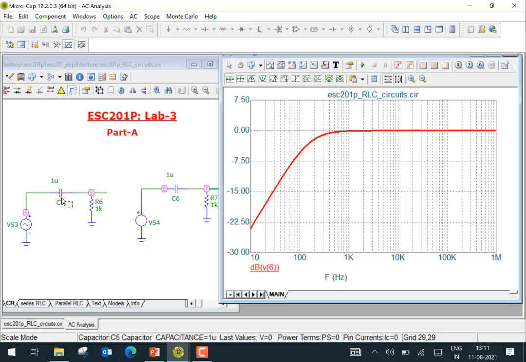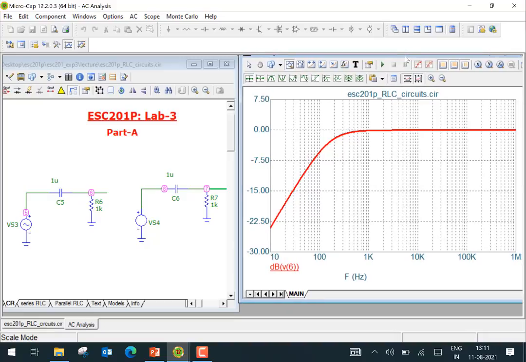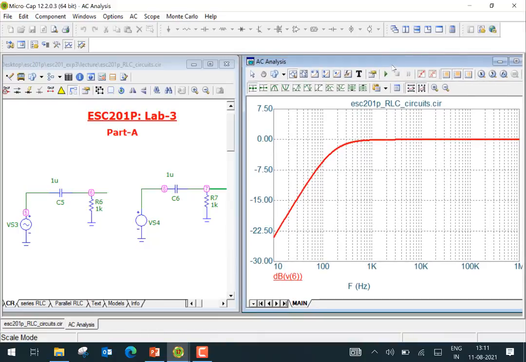Here also you can add multiple sections of CR and see how the attenuation rate changes. So you could play around with this CR circuit, or high pass filter circuit. And you can shift the 3 dB frequency right or left by altering either the value of the resistor or the value of the capacitor. So that's the AC part.